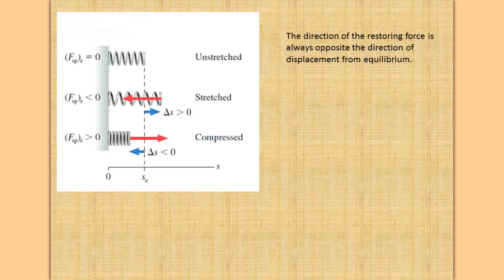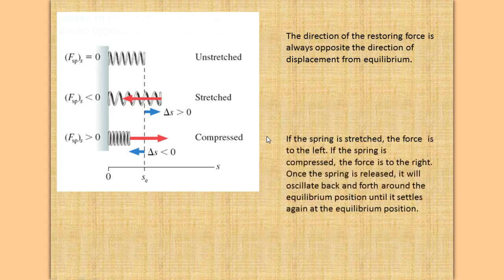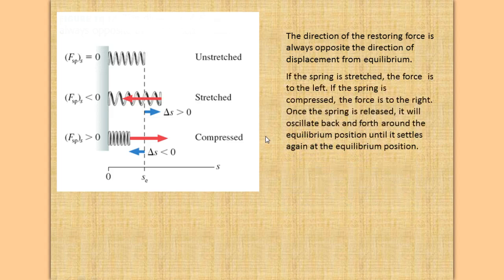The direction of the restoring force is always opposite the direction of displacement from equilibrium. So here's our spring, and that's where it's sitting without being pulled or pushed. If we stretch this spring to the right, there's a restoring force to the left. If we compress this spring to the left, there's a restoring force to the right. If the spring is stretched, the force is to the left. If the spring is compressed, the force is to the right.